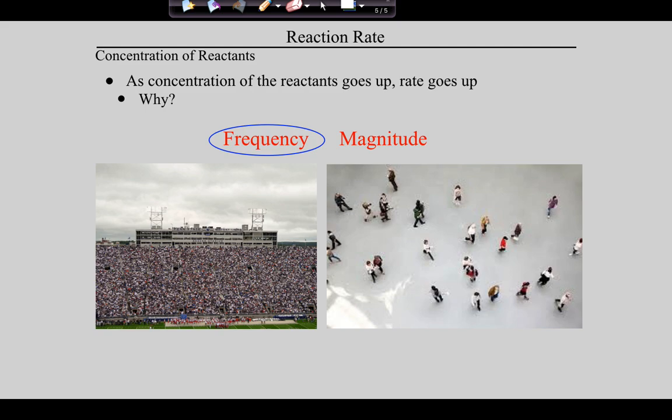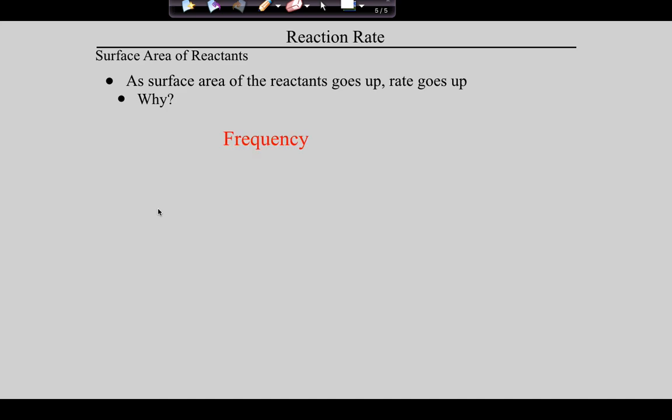The next factor that changes the rate of a reaction is surface area. So let me just give it to you. Guys, the relationship is this. The higher the surface area, the faster the rate. But again, the question is why? Is it frequency or is it magnitude of the collisions? Again, to answer this, I'm going to give you a real-world example.